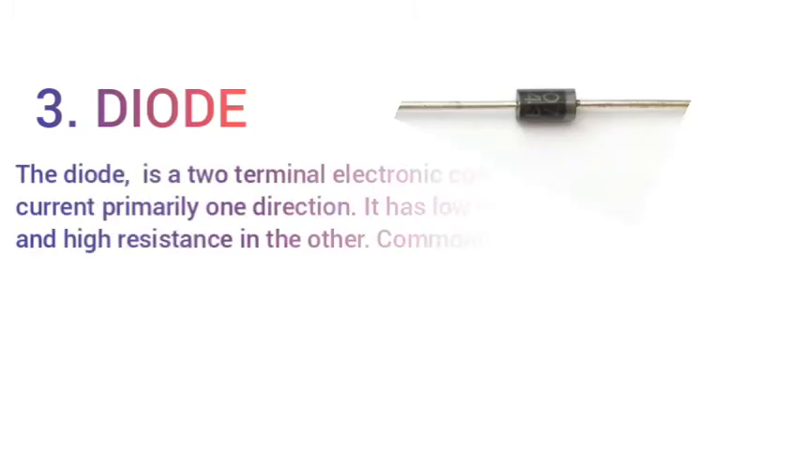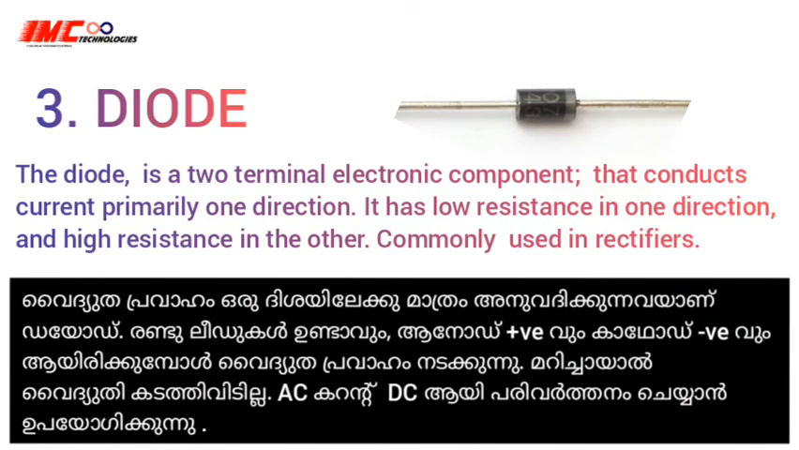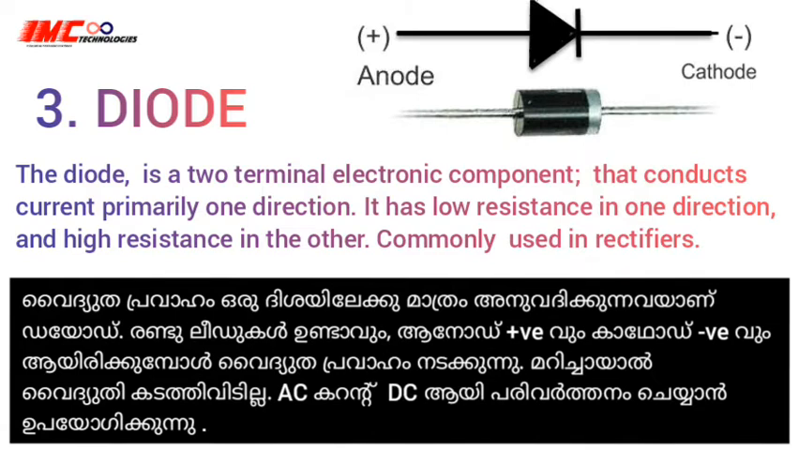Diode. The diode is a two-terminal electronic component that conducts current primarily in one direction. It has low resistance in one direction and high resistance in the other, commonly used in rectifiers.